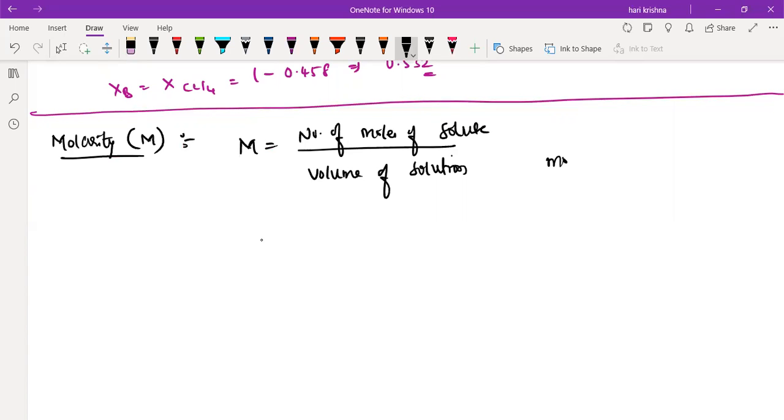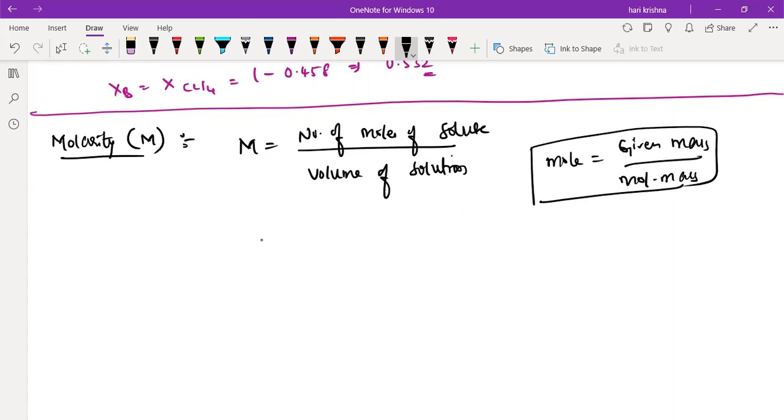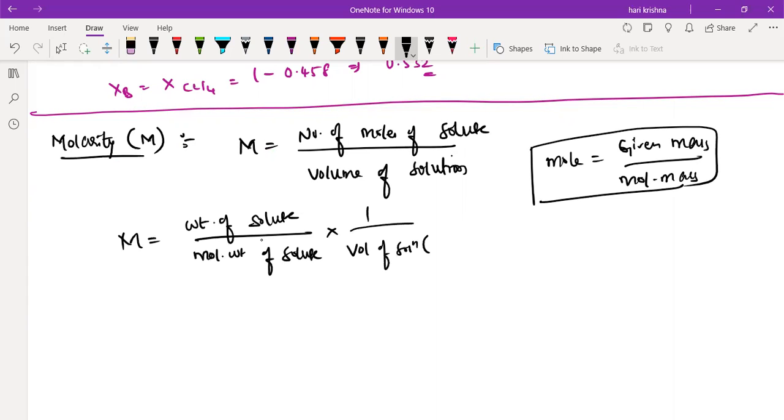What is the number of moles of solute formula again? Mole is equal to given mass by molecular mass, right? So if you write molarity, it is equal to weight of solute by molecular weight of solute into 1 by volume of solution in liters. Suppose you have taken liters here. If the volume of solution is in ml, then what could be the formula? 1 liter is equal to 1000 ml, right? That means 1 ml is equal to 1 by 1000 liters. Just substitute here.